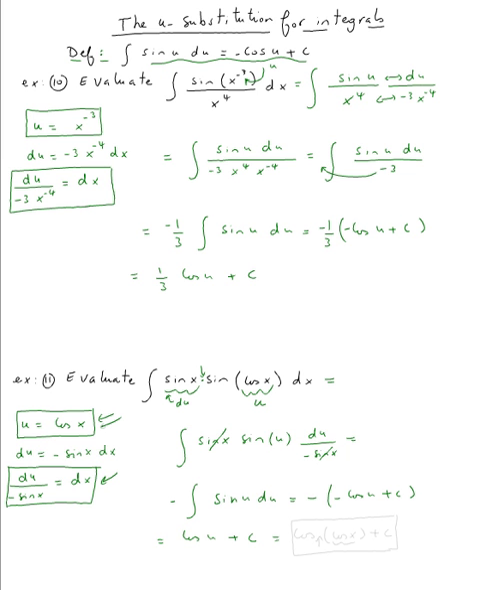And then replace u by cosine x. So this will be cosine of the cosine of x plus c. So it's a cosine of the cosine. This is not a multiplication, this is cosine of. So your angle happens to be cosine of x. And that's it for these examples.